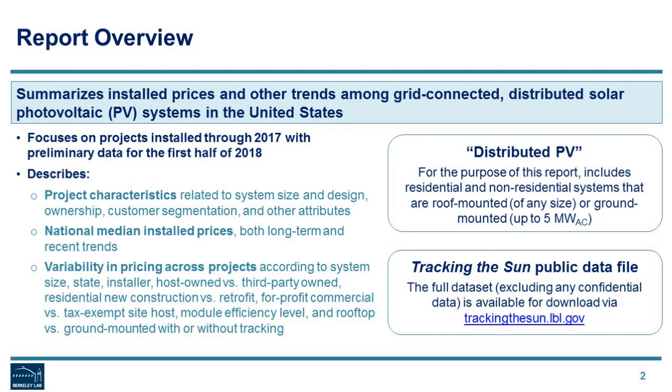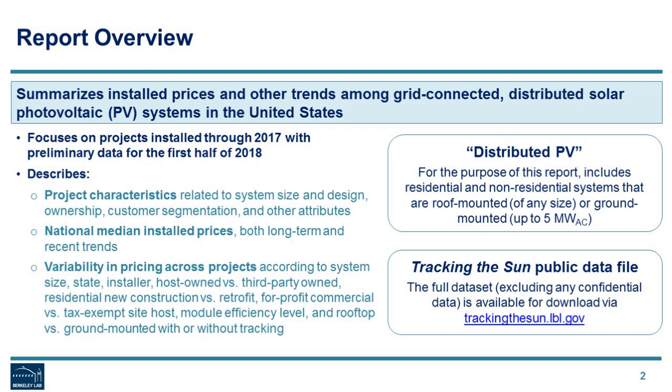Tracking the Sun is very much a historical analysis. This year's edition focuses on projects installed through the end of 2017, along with some preliminary data for the first half of 2018. And in analyzing this data, we focus on essentially three things. The first is just the underlying characteristics of the projects in the data set. That information is useful context for understanding some of the pricing trends, but it's also just interesting in its own right, given that our data set is fairly comprehensive.